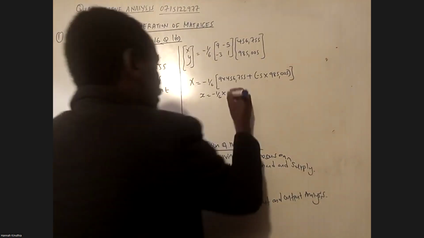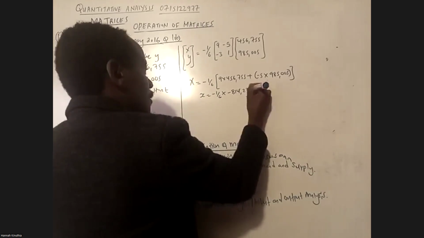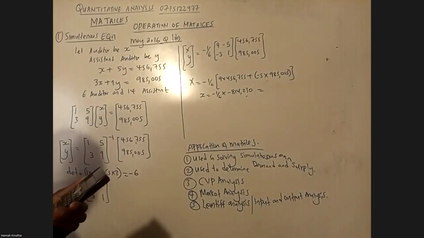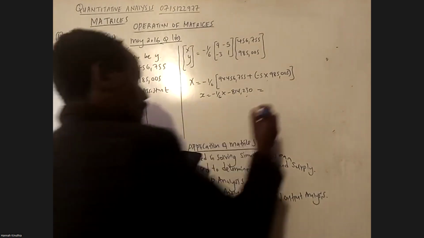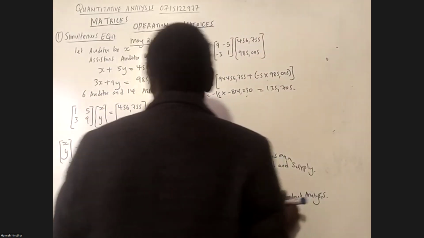So mi napata minus 814,230. So what will be the value of x? So answer times minus 1 over 3. Minus 1 over 6. So 135,705. You repeat the same for y.